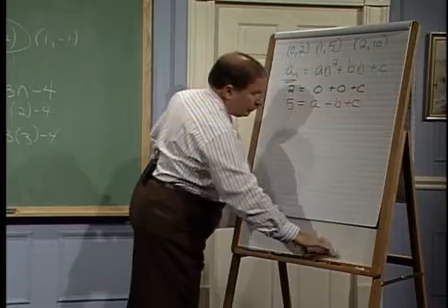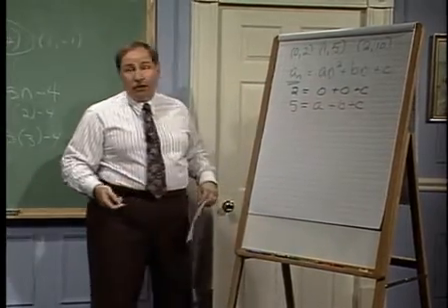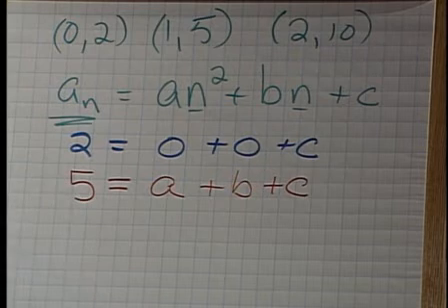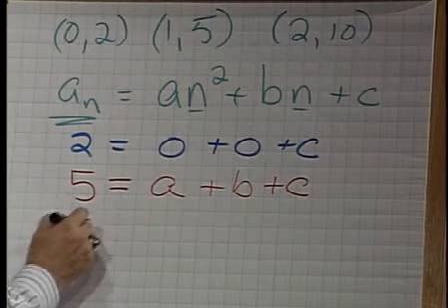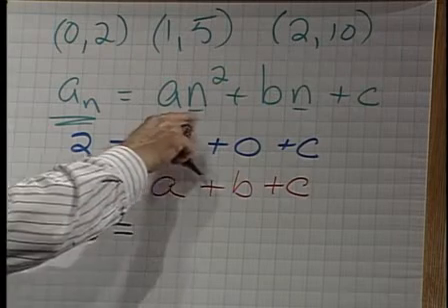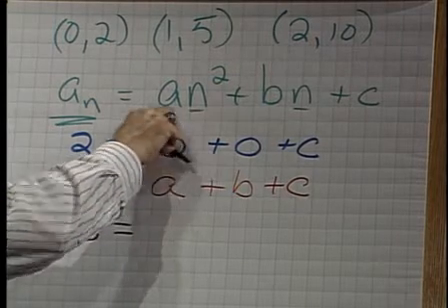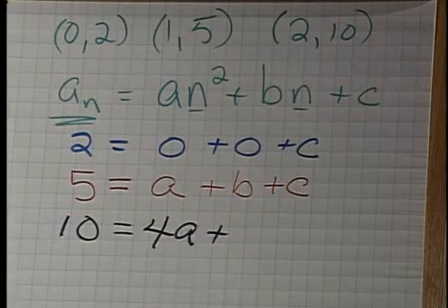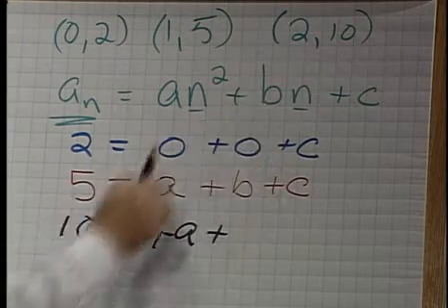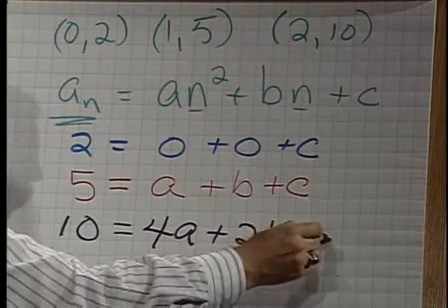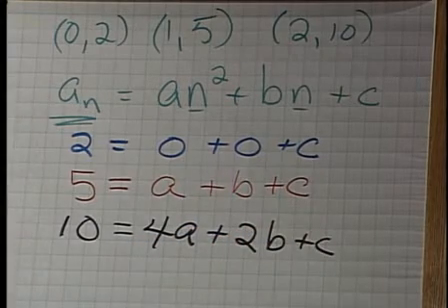And then we have our third equation, replacing n with 2 and a sub n with 10. 10 equals, let's see, n is 2, 2 squared is 4, so this is 4a, plus n is 2, so 2 times b is 2b, and good old plus c.